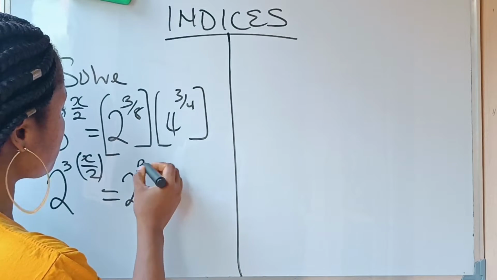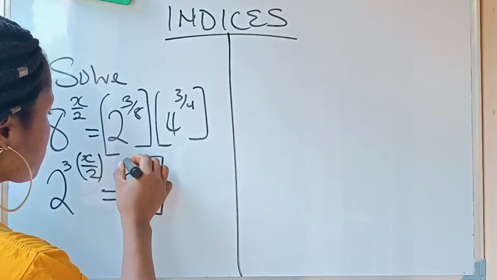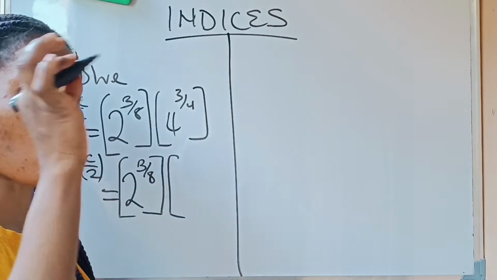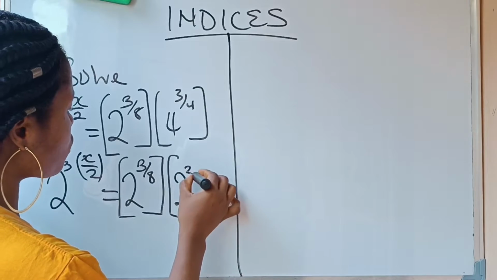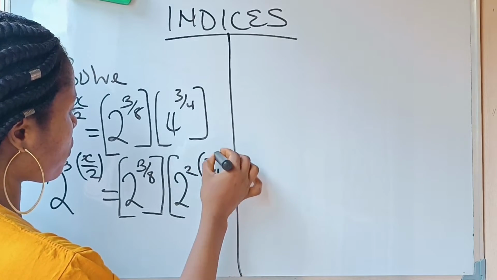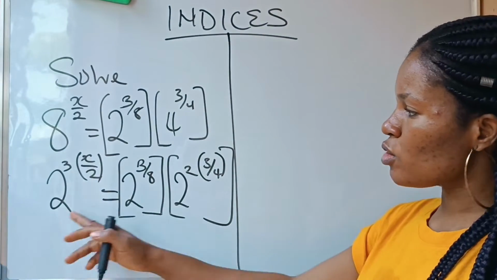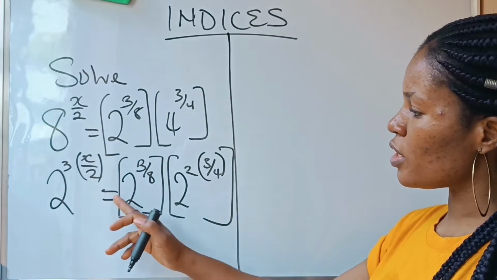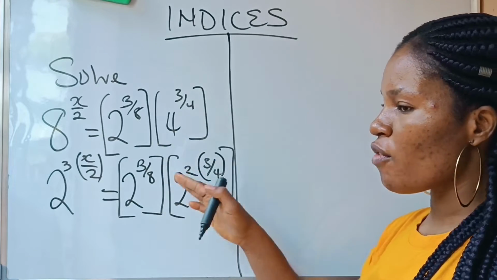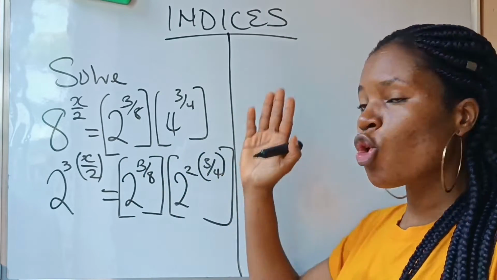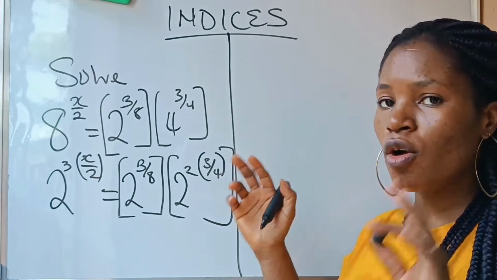is equal to, this one is already in base 2, they already put it in base 2, so I will write whatever they wrote there, into, now this 4 is the same thing as 2 raised to the power of 2, remember we have 3 over 4 here before. So this is what we have reduced it to: 2 raised to the power of 3 into x over 2 is equal to 2 raised to the power of 3 over 8 into 2 raised to the power of 2 bracket 3 over 4.